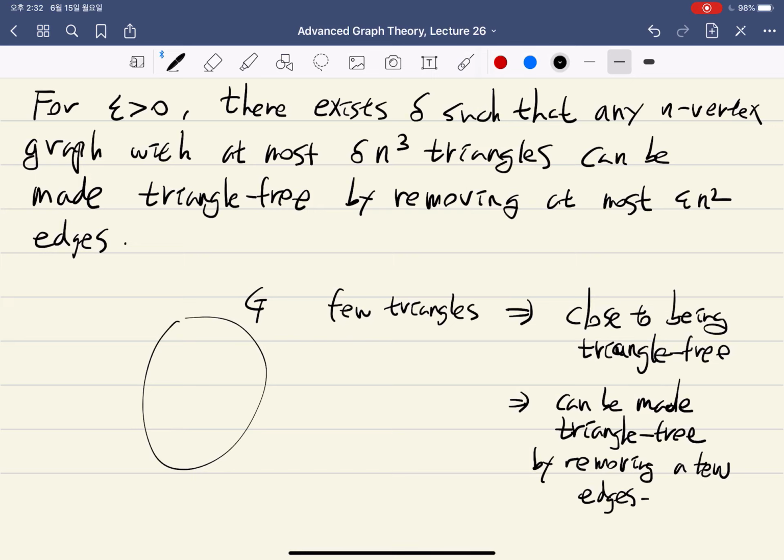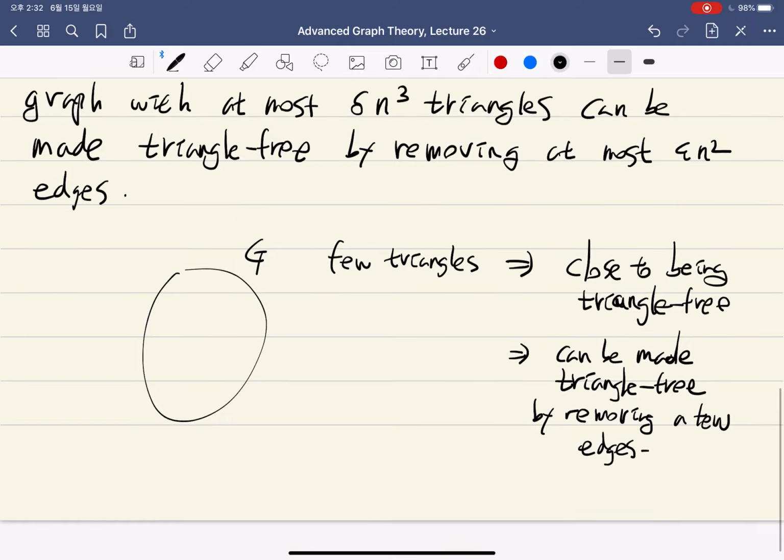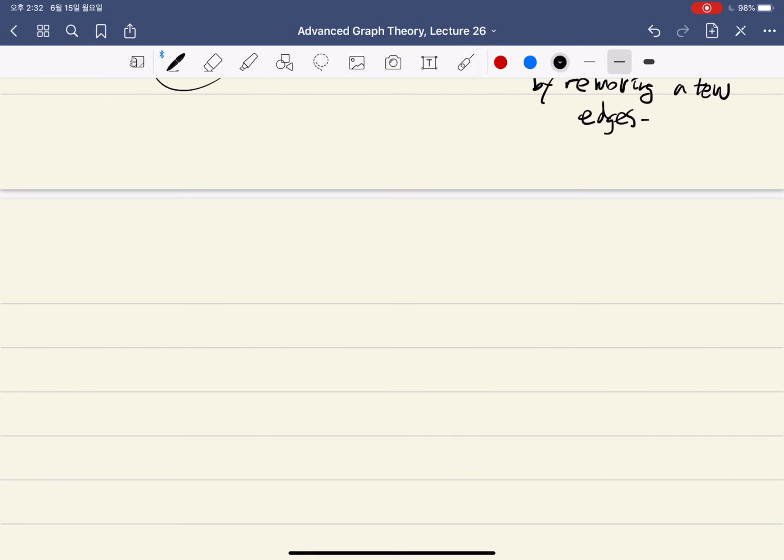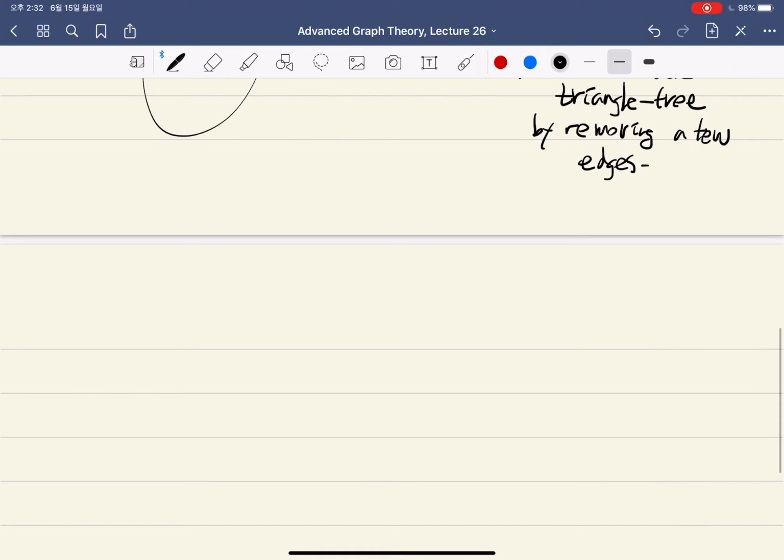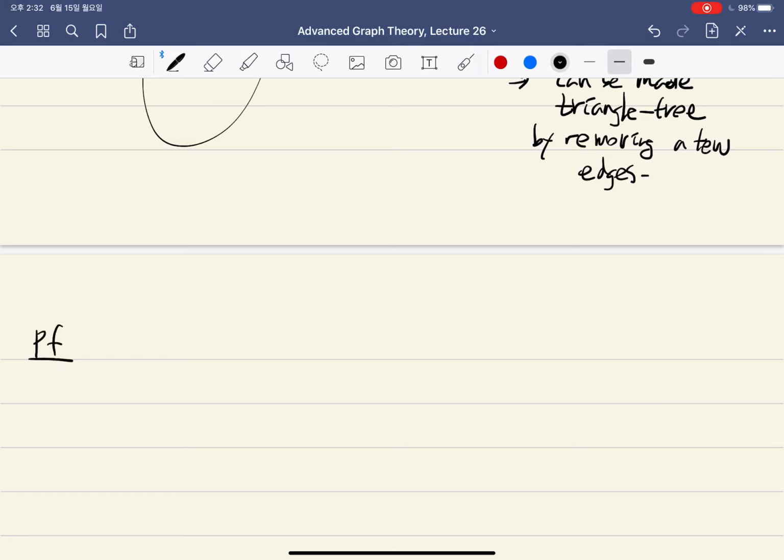So it seems quite intuitive, but it's actually not easy to prove. No simple proofs are known, except using heavy tools like the regularity lemma or graph limits or other tools. So let's see how one can use the regularity lemma to prove this statement.